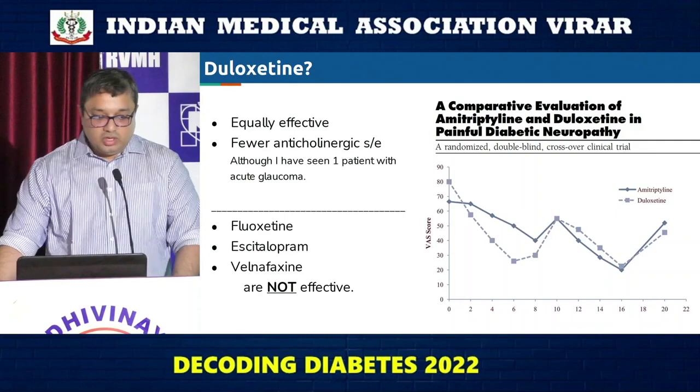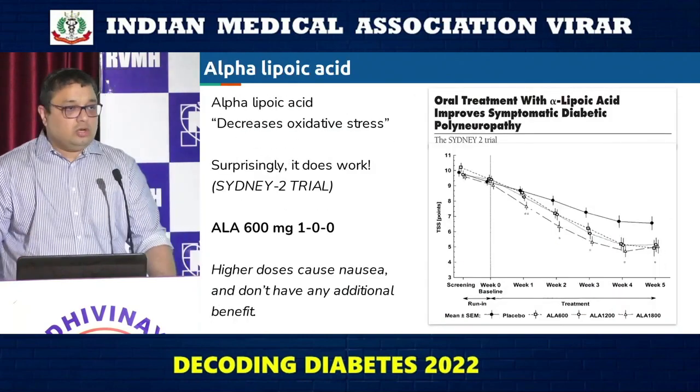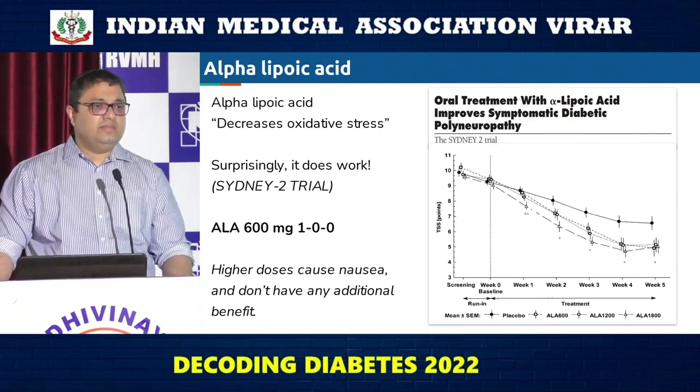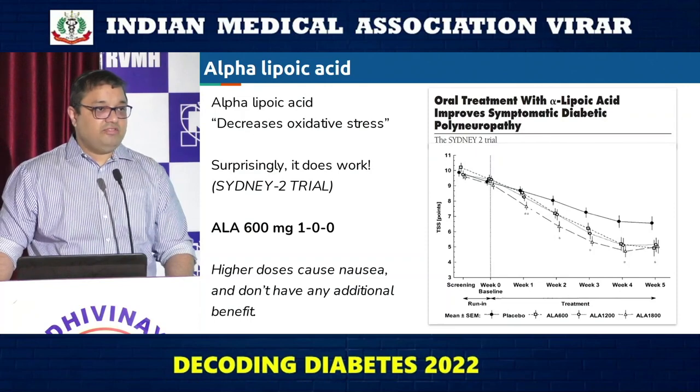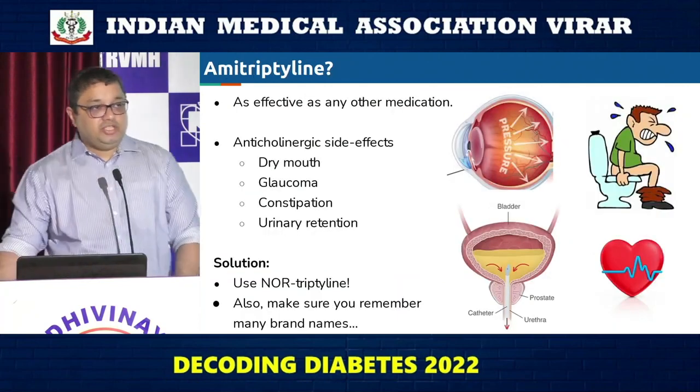So it has been shown to work in multiple studies, and it's a simple medication that you can give, and it's almost as effective as amitriptyline with very few side effects. So alpha-lipoic acid, 600 milligram. I think the brand name that you get is Alafin or something. So amitriptyline, right? Amitriptyline, very cheap medication.